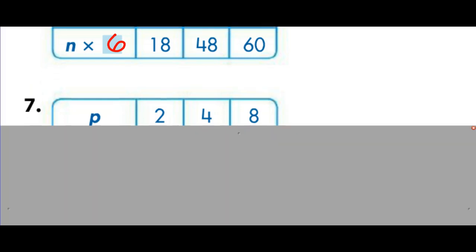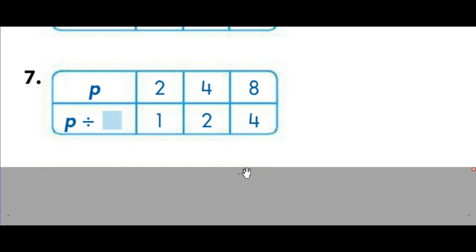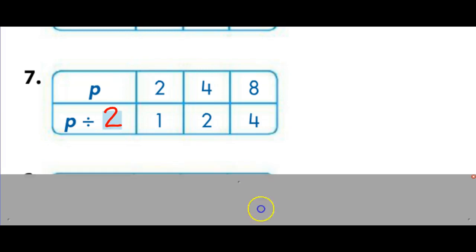Okay, and we're going to try another one. This time our top row is p, and it's 2, 4, 8, and it says that it's division. So we're going to figure out p divided by what equals the bottom row. So 2 divided by what is 1? 4 divided by what is 2? Well, all of those are divided by 2. Each one of those examples divides by 2.